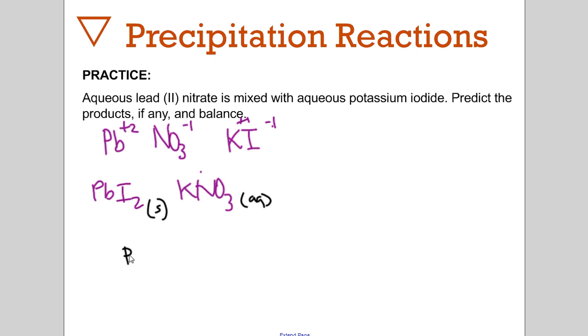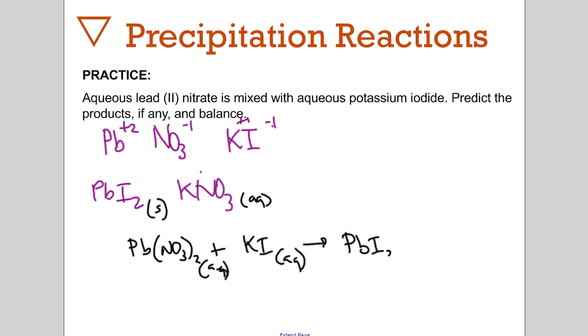So we have Pb(NO3)2, that's aqueous, plus potassium iodide aqueous, forming, here's our precipitate, lead-2 iodide, and that's a solid. Notice I'm writing phases of matter for everything here, and potassium nitrate. And then we check and see for balancing, are we balanced? And the answer is no. We need 2 of these and 2 of those, and that should take care of our business. That is our precipitation reaction, and it doesn't happen without this solid product.